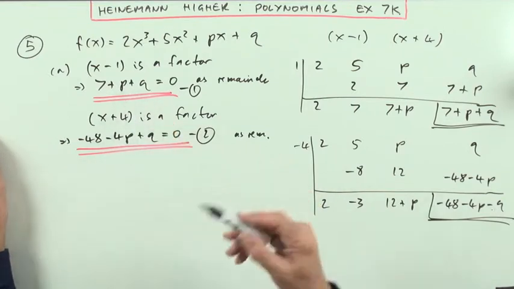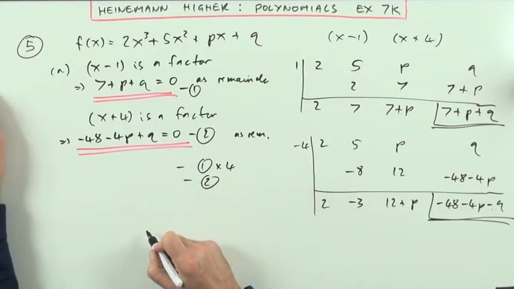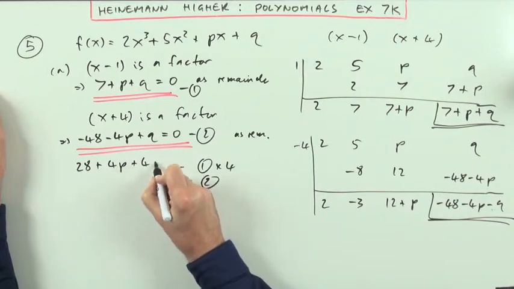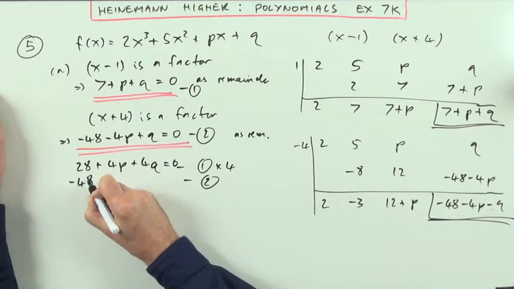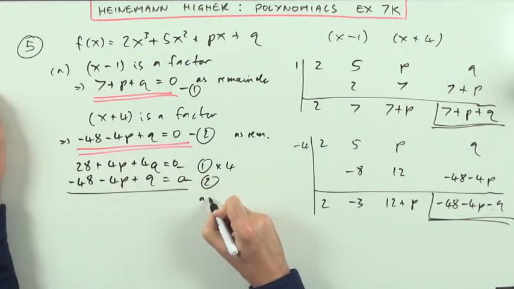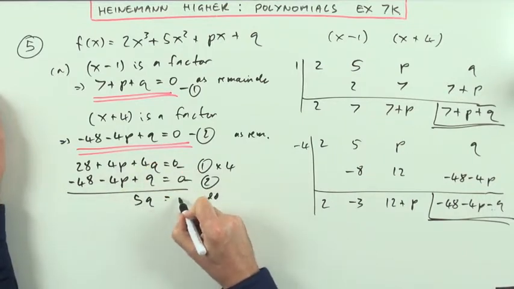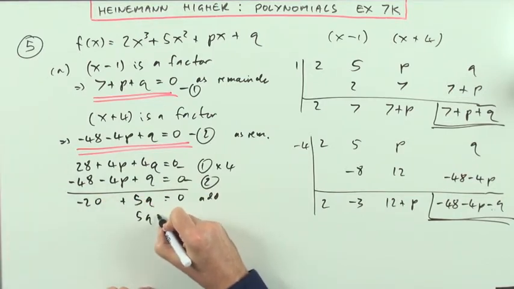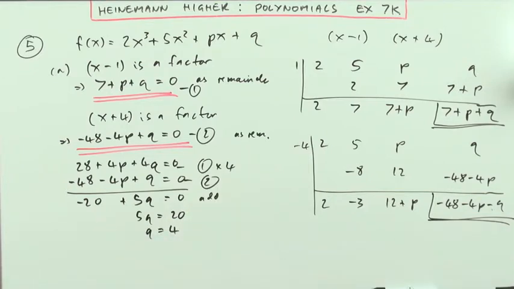Multiply that by 4 and the p's can get knocked out. So here's my plan. Number 1 times 4, leave number 2 alone. So number 1 times 4: 28 plus 4p plus 4q equals 0. Second one, leave it alone: negative 48 minus 4p plus q equals 0. Add them together, and the p's cancel out, so I've got 5q, and that part equals 0, and that's negative 20 plus 5q is 0. So 5q is equal to 20, so q must equal 4.